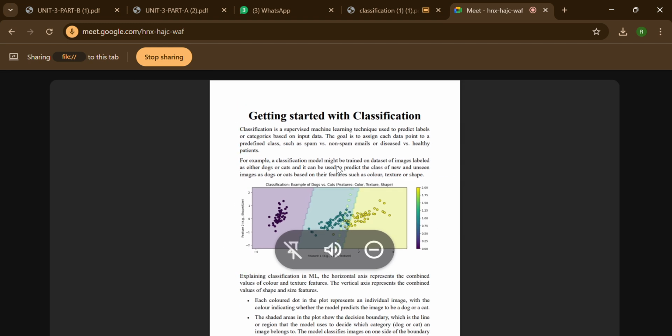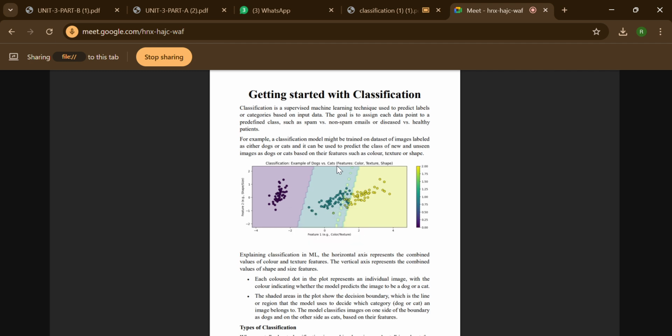Classification is a supervised machine learning technique used to predict labels or categories. The goal is simple: take an input and decide which class it belongs to. For example, a model can look at an email and classify it as spam or not spam, or it can analyze an image and decide whether it's a dog or cat. Let's see. Here is a simple example.